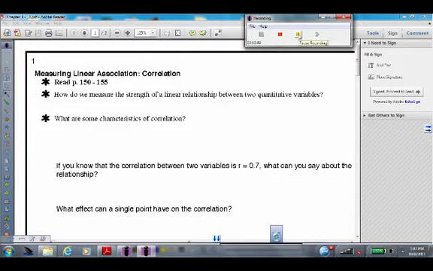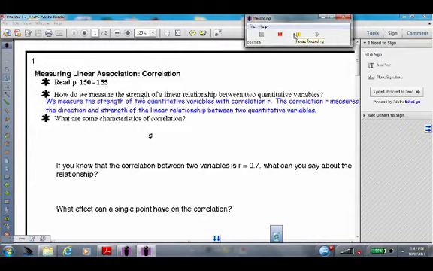Since they're hard to judge, we have what's called a correlation. And a correlation is the measure that we use to judge how strong the relationship is. So, how do we measure the strength of a linear relationship between two quantitative variables? We measure the strength of two quantitative variables with correlation R. Correlation R measures the direction and strength of the linear relationship between two variables.